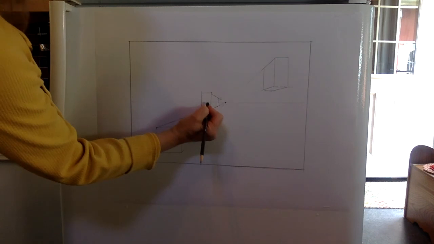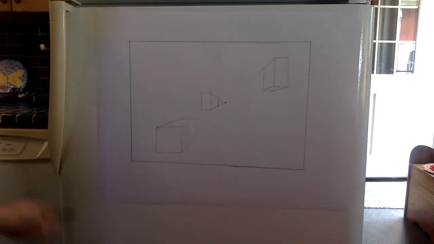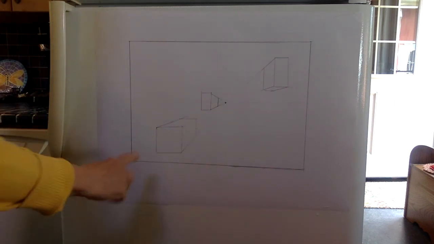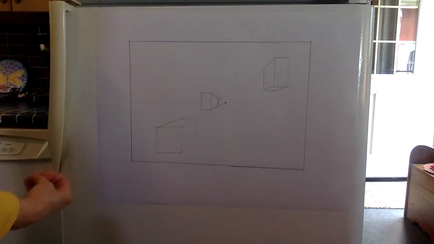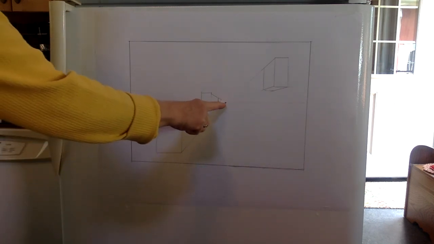Now I'm not going to see my horizon line through the middle. So now you should hopefully see three boxes that look 3D, because they look like if they went back in the distance, they would disappear at that point.